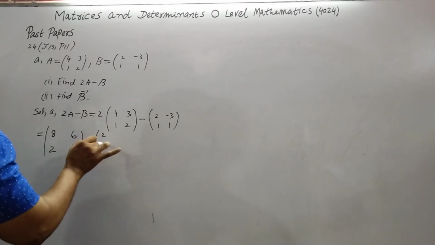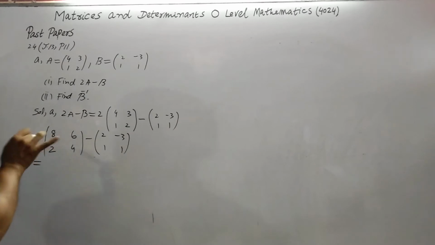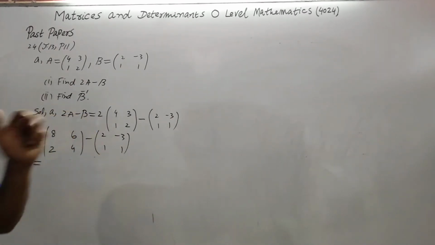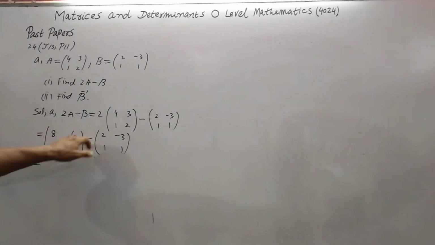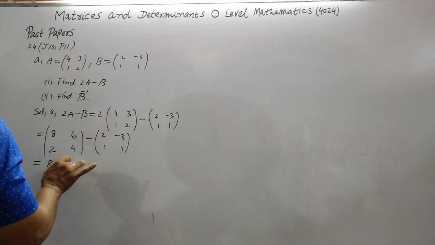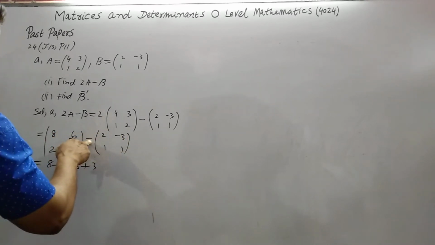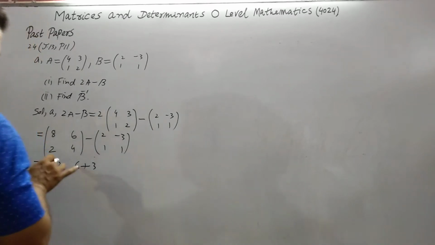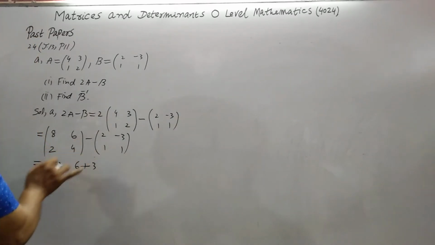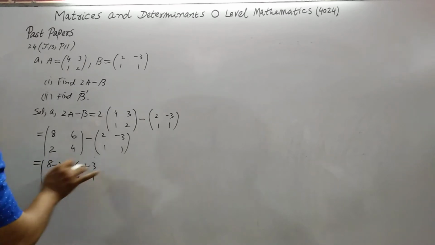Minus 2, 1, minus 3, 1. Subtraction of the matrix means subtract each and every corresponding element. First write 8 minus 2, 6 minus minus, plus 3. This minus multiplied by this minus becomes plus 3. Then 2 minus 1 and 4 minus 1.